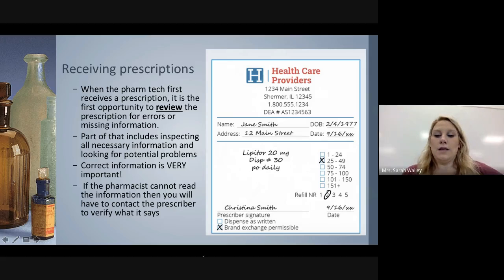And then this is just saying the amount of medication that can be dispensed. And then this is the signature of the doctor and the date. And then brand exchange permissible means that a generic can be used. But if they put dispense as written, that means it has to be Lipitor. It cannot be the generic. Most of the time, doctors won't give the brand name. They'll only give the generic unless it's really important and they say that it has to be this brand, which most of the time they don't.